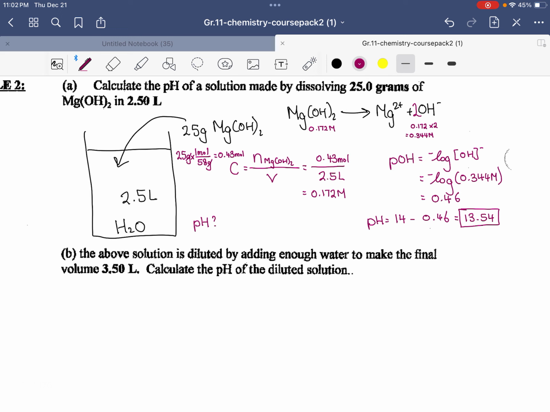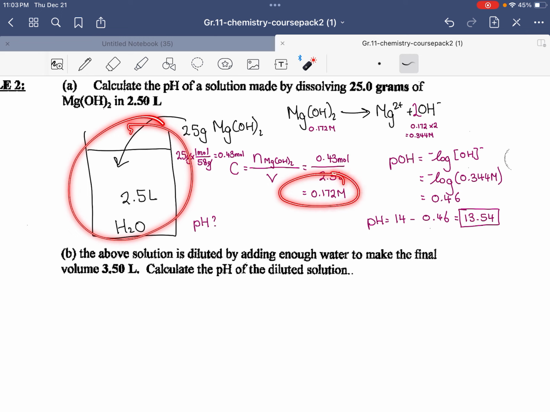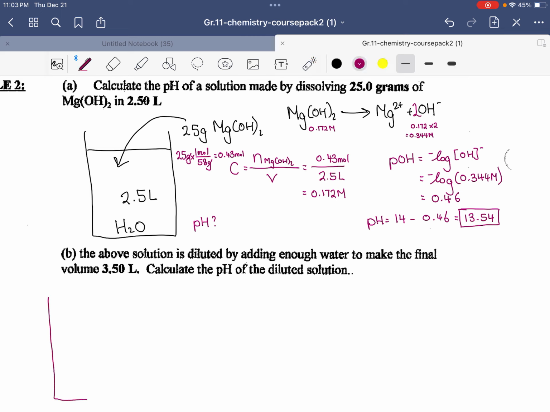So part B of the question says, the above solution, which is this solution with this concentration, you're going to add water to it. And you're going to make sure that the final volume is 3.5. Haha, you're diluting again. Find pH. So let's draw this out. So you have your solution right here of Mg(OH)2. There's 2.5 liters of it. And from part A, we know that this is 0.172 in molarity. That's nice.